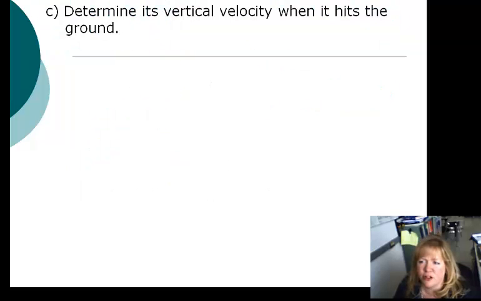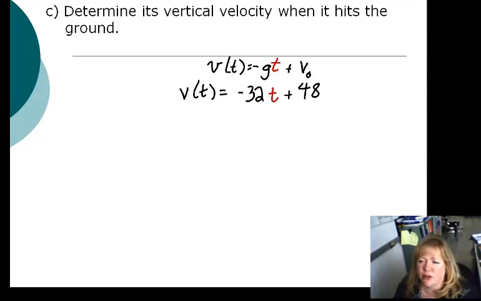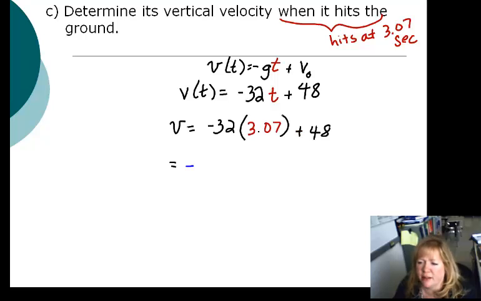Part C, determine its vertical velocity when it hits the ground. That's when you need that 3.07 seconds. That's when it hit the ground, and we're going to plug that in for t. So here was our v of t, negative 32 because we're in feet, times t plus 48 because that was our initial velocity. So we'll go ahead and put in 3.07 for the t. When you calculate that out, you get 50.24 feet per second, which is pretty hard.